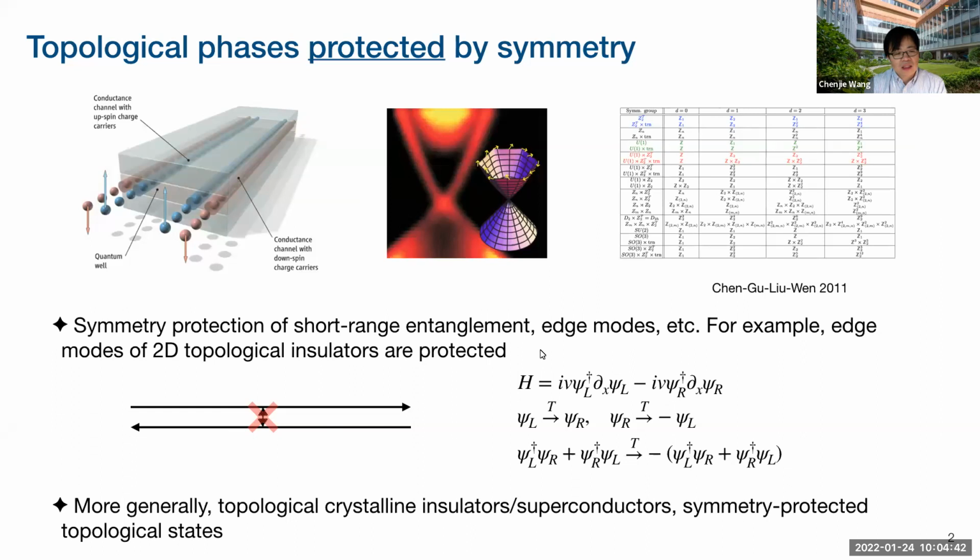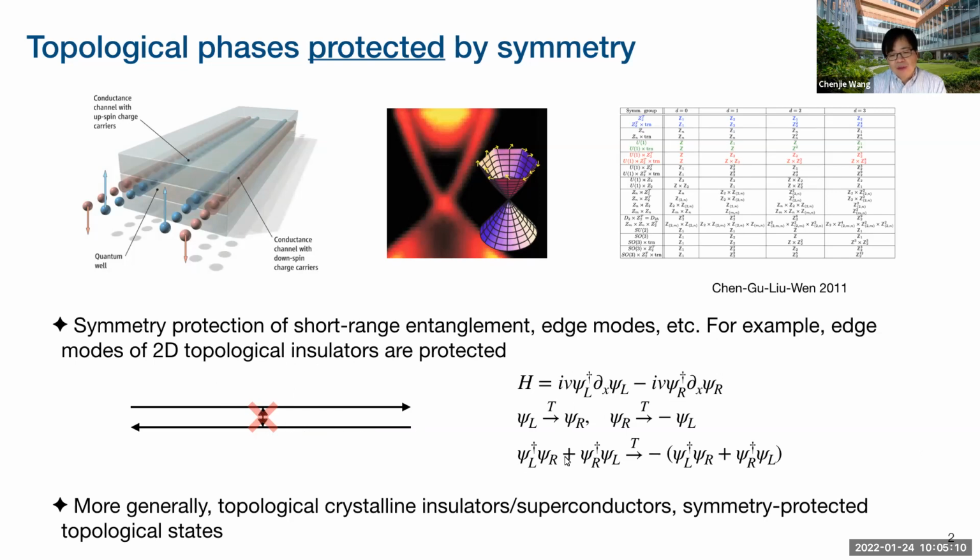And another kind of protection by symmetry is the stability of edge modes. That's probably more experimentally relevant. For example, in the edge mode of two-dimensional topological insulators, we know that in that case we have a pair of counter-propagating edge modes, and you can describe them using one left-moving fermion and one right-moving fermion.